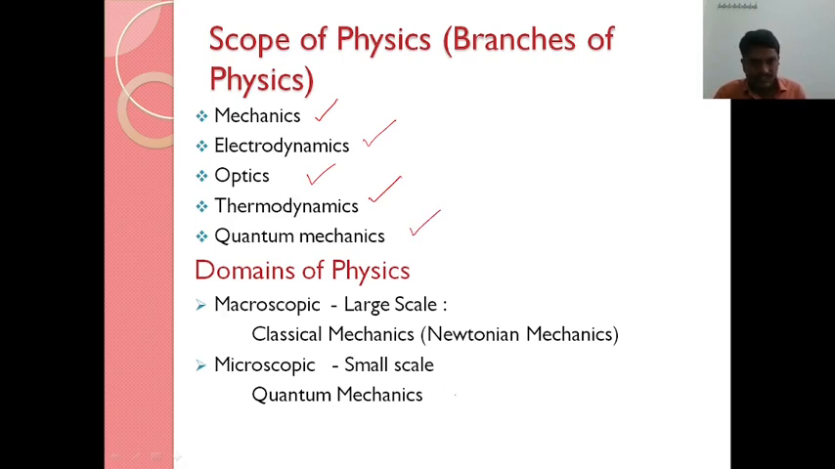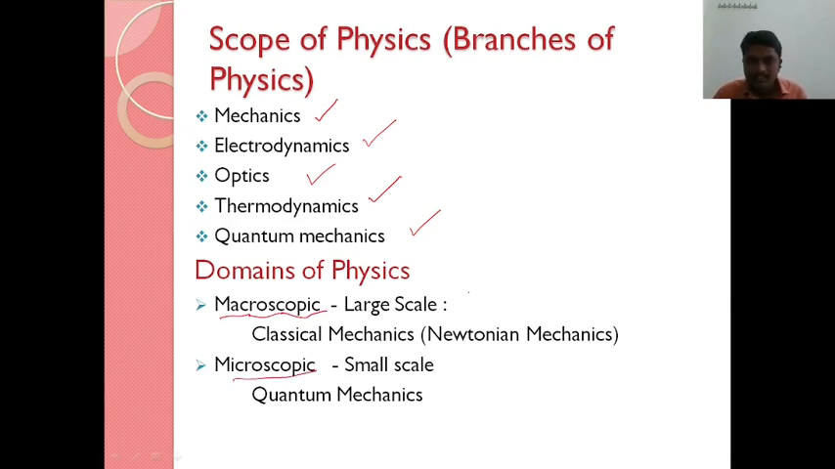We will discuss in the next topic about quantum mechanics. These are the different branches of physics. Okay, and next, domains are different regions of physics. So it is of 2 types: macroscopic domain and microscopic domain.